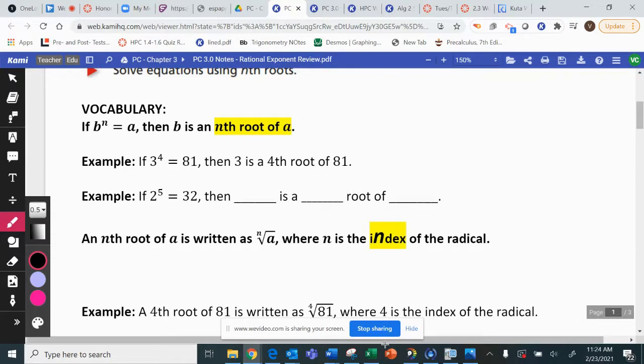So here's an example. If 3 to the 4th equals 81, then 3 is a fourth root of 81. Example, if 2 to the 5th equals 32, then 2 is a fifth root of 32.